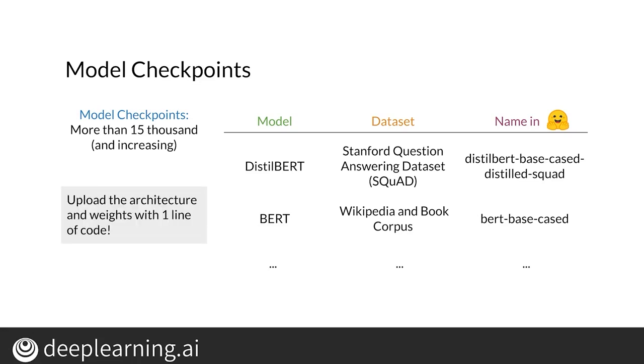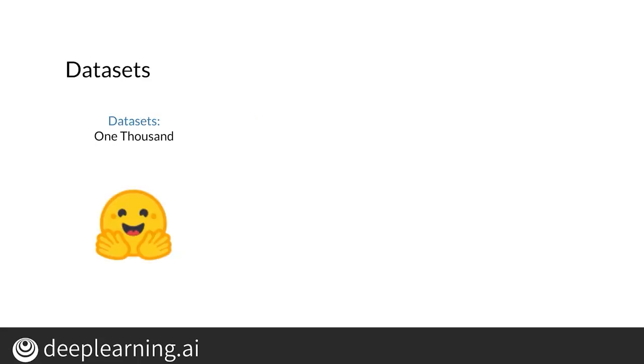Once you have selected the checkpoints you want to use, you can upload its architecture and weights using a single line of code using functions from the Transformers library. You'll see how to do that in the next ungraded lab, so don't worry about the code just yet.